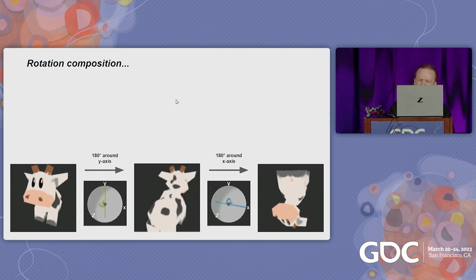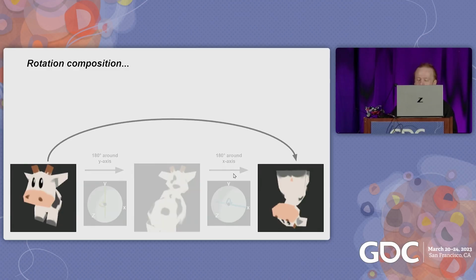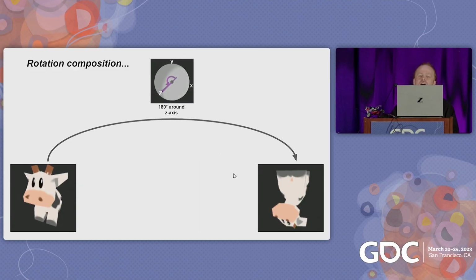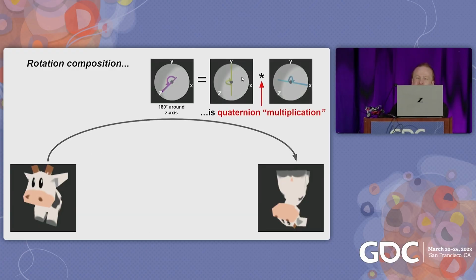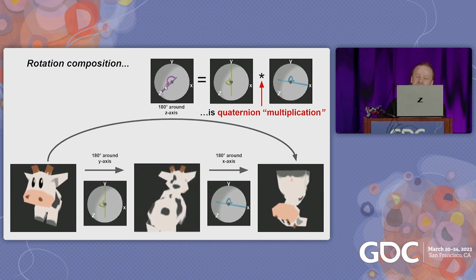Actually, I should have said y-axis and then x-axis, and this gives you a 180 around the z-axis. And if you want this quaternion based on these two, then you can do quaternion multiplication, right? And you'll get your lovely composed rotation.